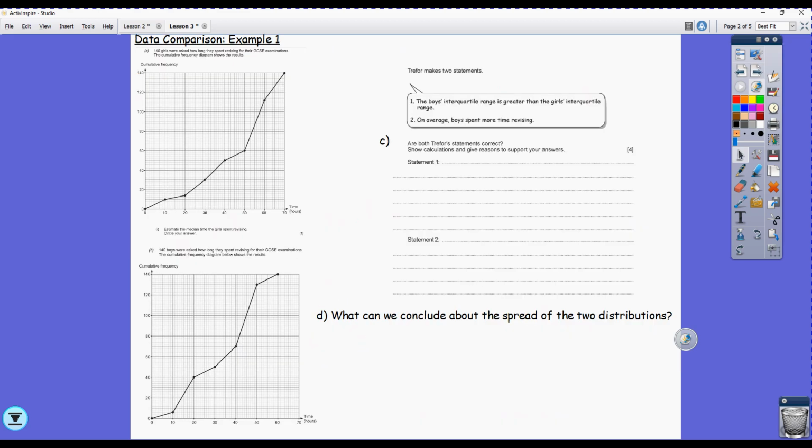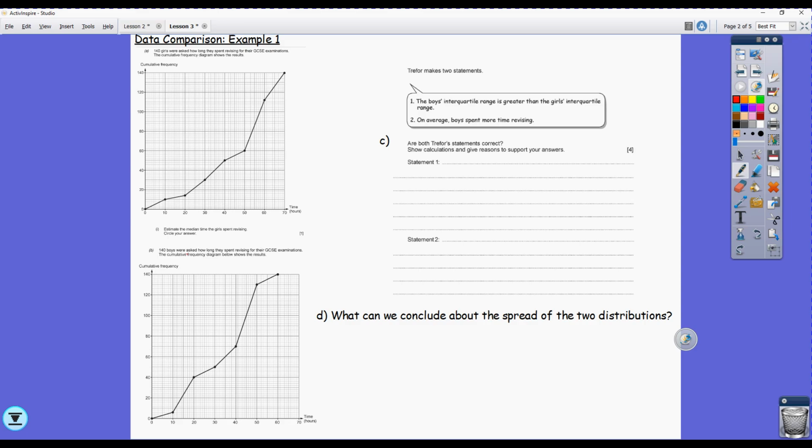So we have two cumulative frequency graphs this time. 140 girls, so it might be a bit small, but you can probably see it on your sheet. 140 girls were asked how long they spent revising for their GCSE exams, and the cumulative frequency diagram shows the results. So we have cumulative frequency on the y-axis as normal, time in hours on the x-axis, and you've obviously got your cumulative frequency graph. And then we have a very similar graph for the boys. That is shown in part B.